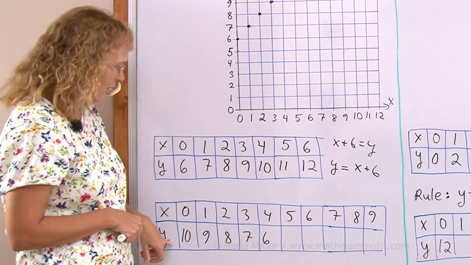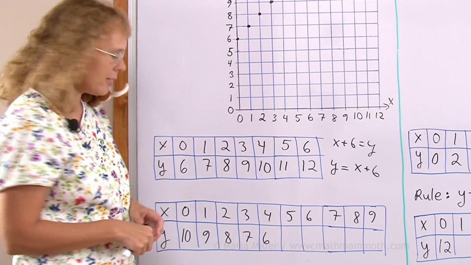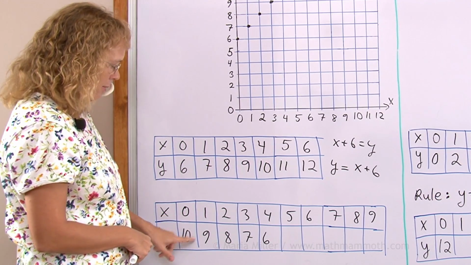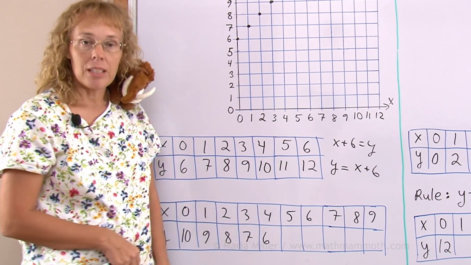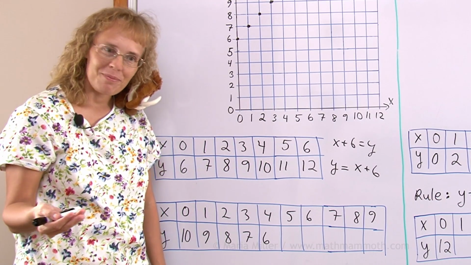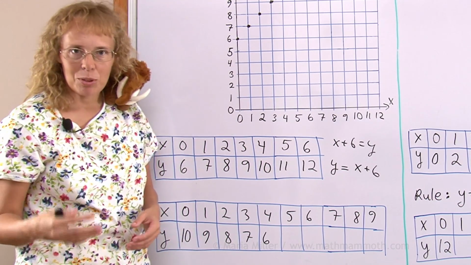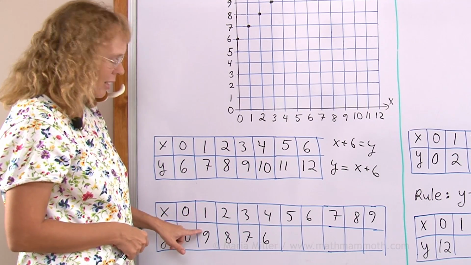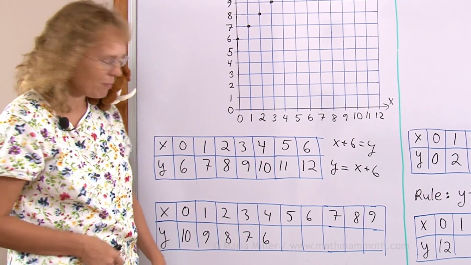Let's go on. Here's another pattern that we need to fill in partially. But first let's figure out what is the pattern. 0, 10, 1, 9, 2, 8, 3, 7, 4, 6. Can you see the pattern? These number pairs actually add up to 10. 1 plus 9 is 10, 2 plus 8 is 10, 3 plus 7 is 10, and so on.